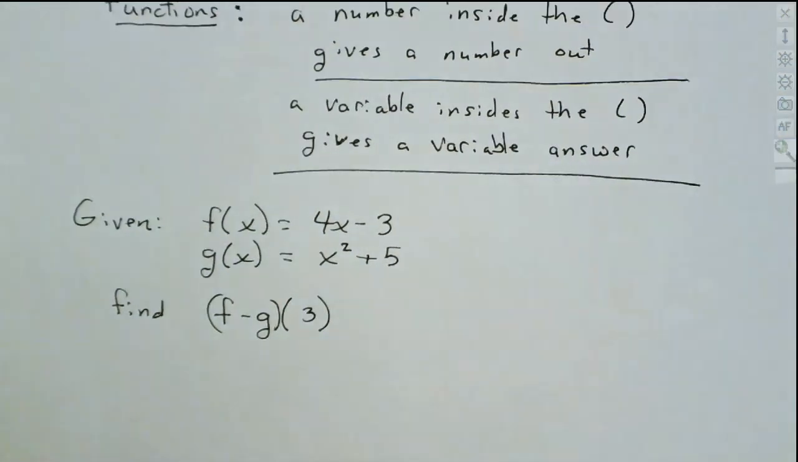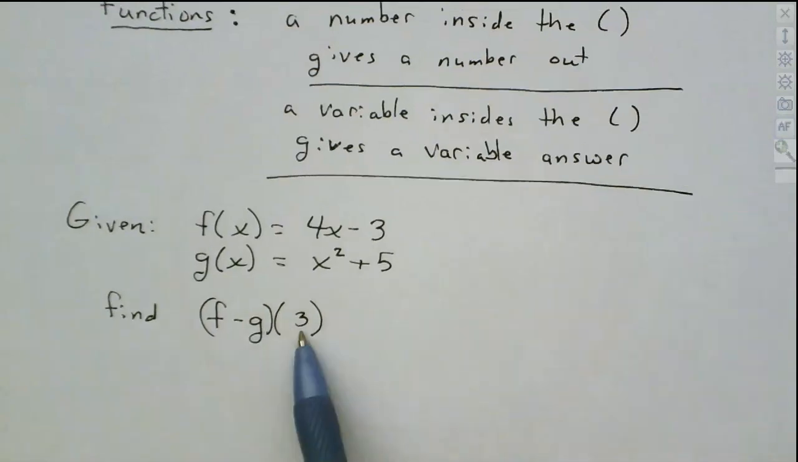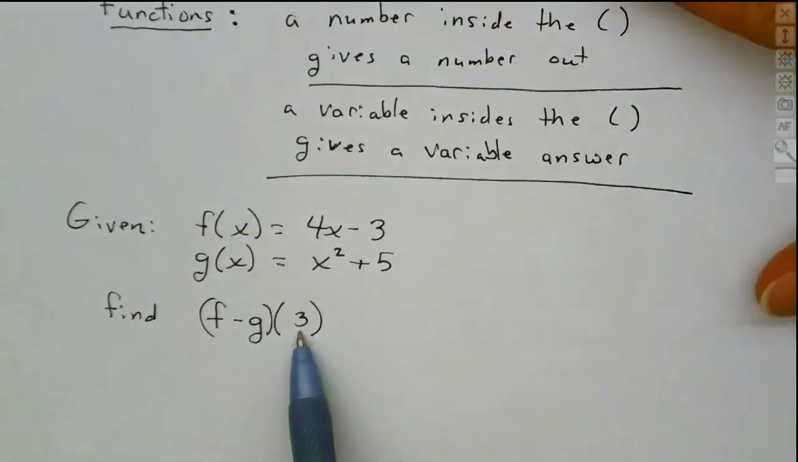So this is what I want you to find here. Now, here's where I know what I'm going to get out. Notice there's a number inside the parentheses, so my answer has to be a number. Number in, number out. I like to rewrite this in two pieces.